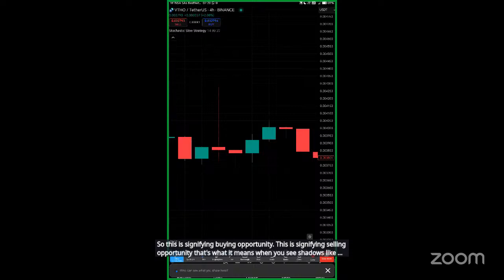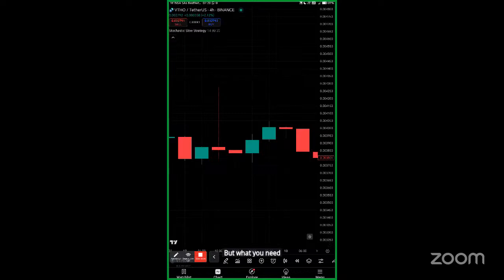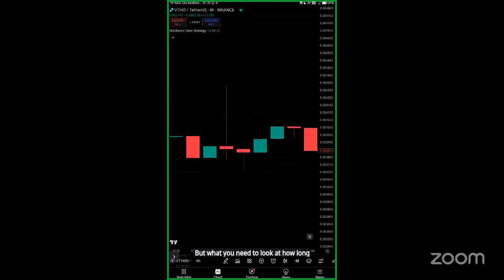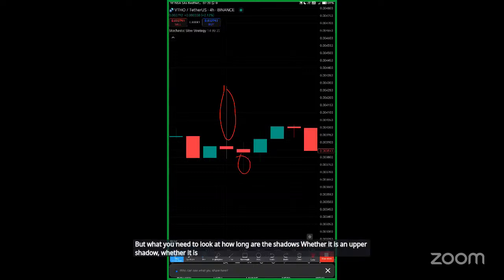So wherever you see a candle with a shadow, there was selling activity and there was buying activity, in simple terms. But what you need to look at is how long the shadows are, whether it is an upper shadow or a lower shadow. Because that's where the message is hidden.